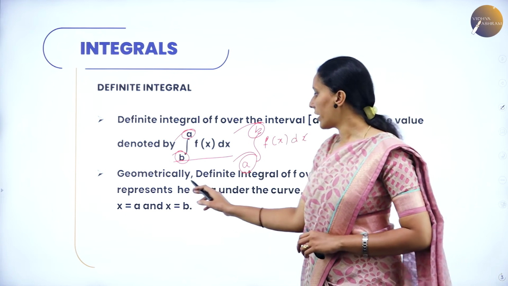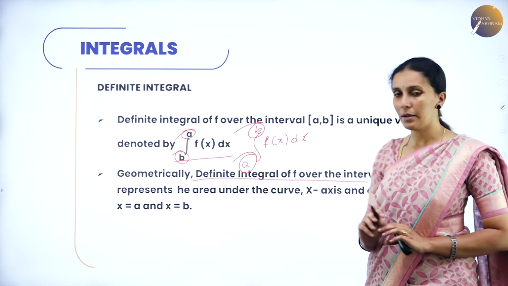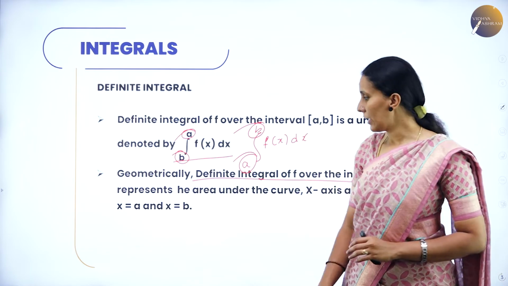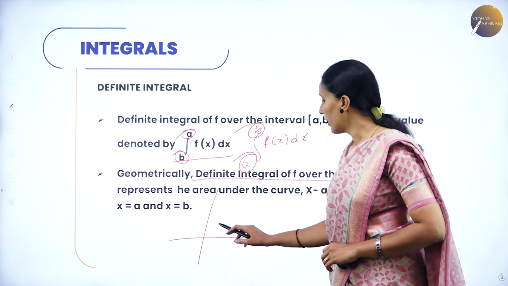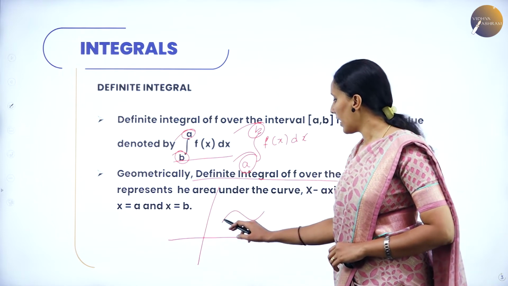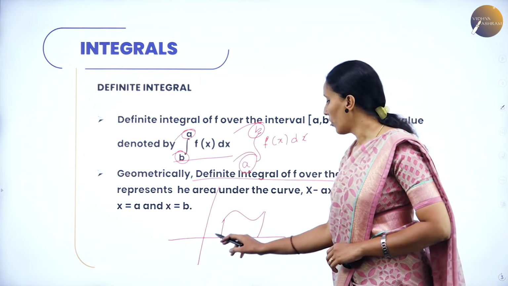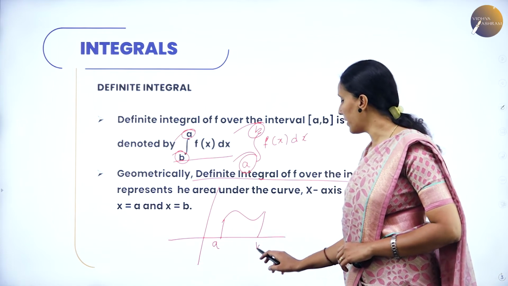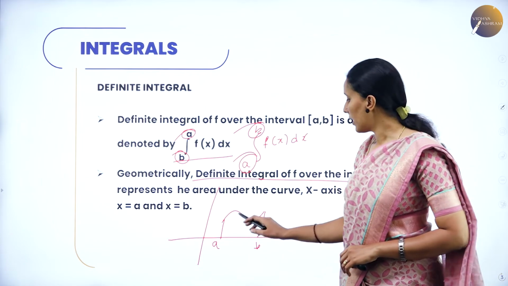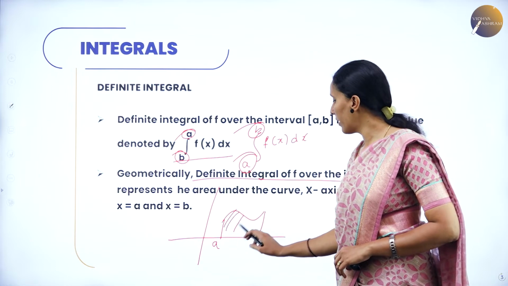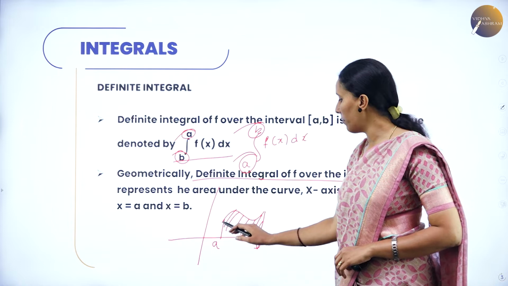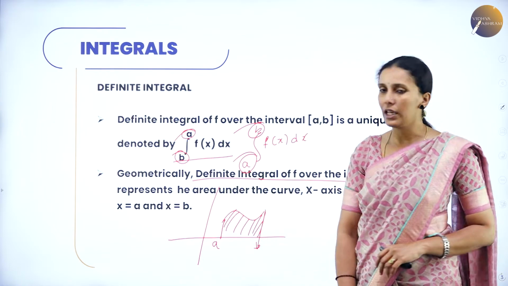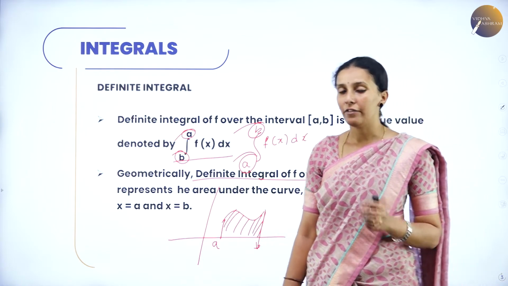And geometrically, definite integral is nothing but the area under the curve. Suppose we have any curve in the x-axis and y-axis. If this is the curve here, the area under this curve with the ordinates a and b. So usually that is the area covered by this curve below it and above the x-axis and between the ordinates a and b is nothing but the definite integral.